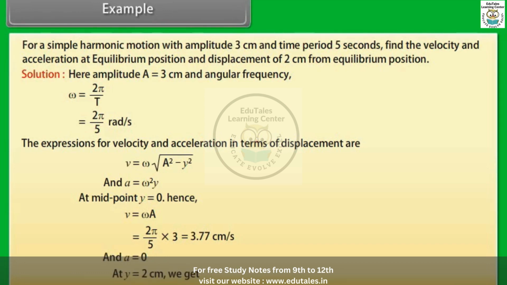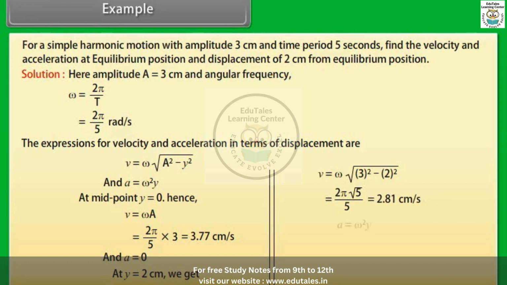At y is equal to 2 cm we get v is equal to 2 pi under root 5 upon 5 is equal to 2.81 cm per second. a is equal to omega square y is equal to 2 pi upon 5 whole square into 2 is equal to 3.16 cm per second square.